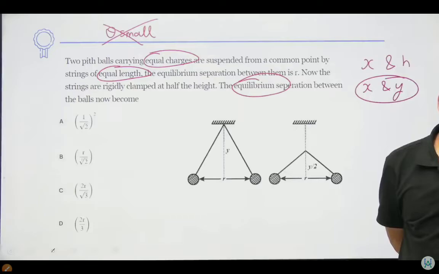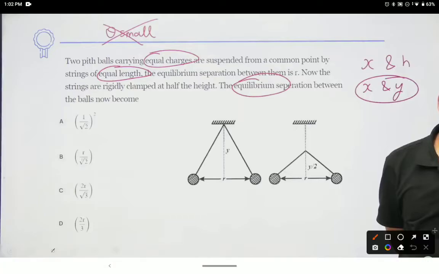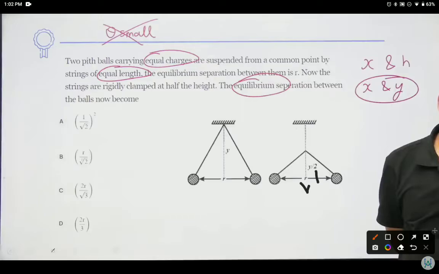Let's name this new separation r dash. So we should find out this r dash. For that we should find the relation between r and y. We should find out the relation between r and y. So let's find out.